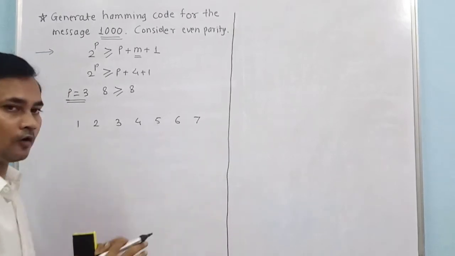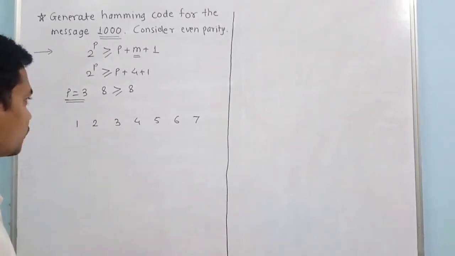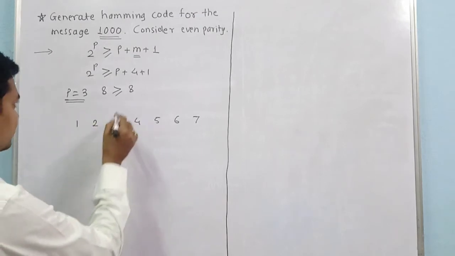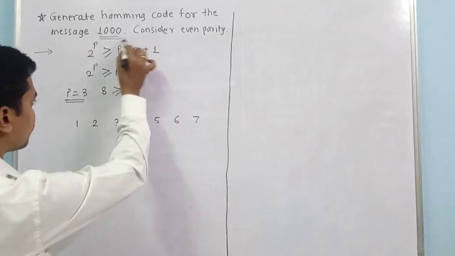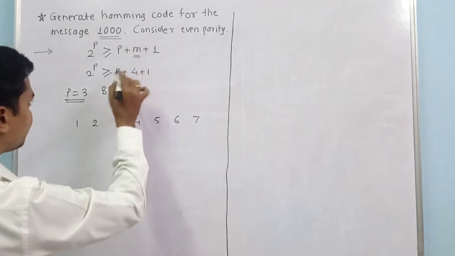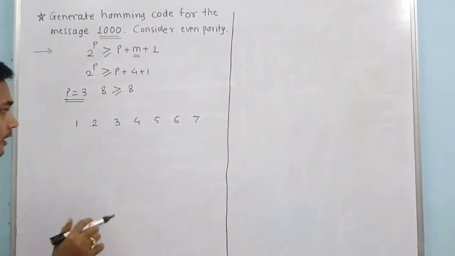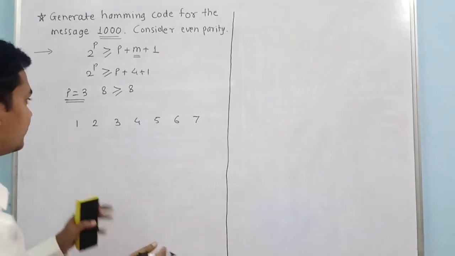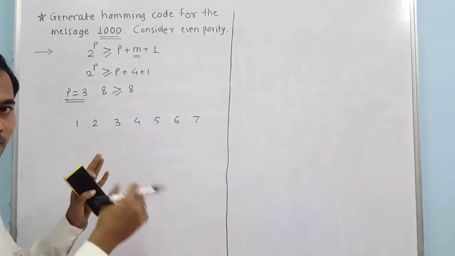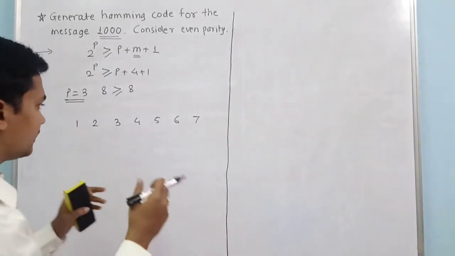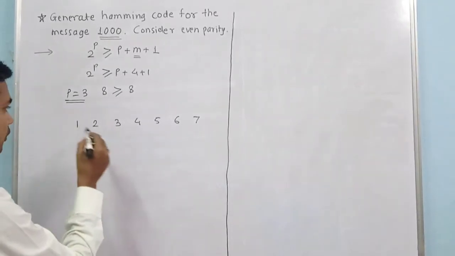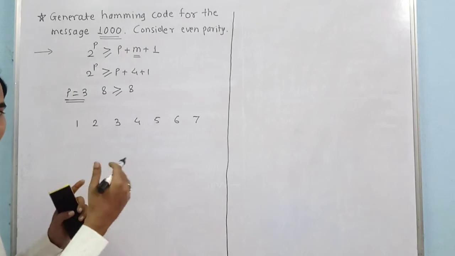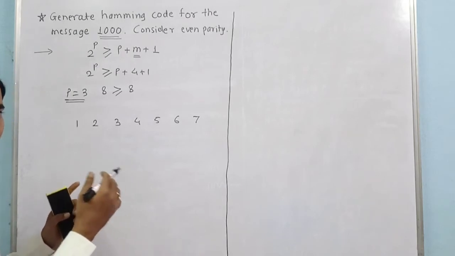Now here we have to form the Hamming code. So what is the Hamming code size? Hamming code size is p plus m, that is 3 plus 4 equal to 7. So it is 7 comma 4, which means the Hamming code size comma the number of message bits. Now we have to put the parity bits at the positions where 2 raised to n is satisfied.